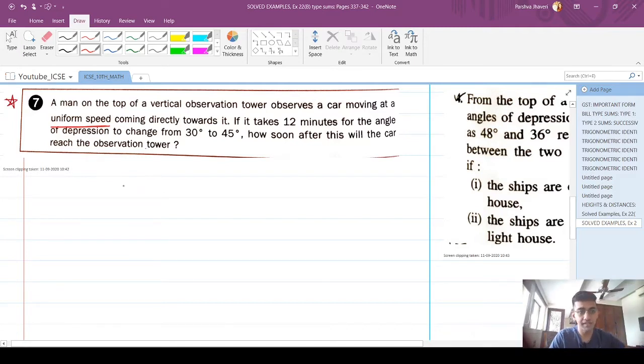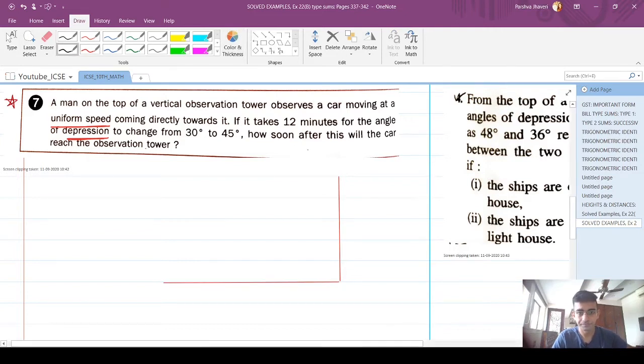Let's read the question. A man on top of a tower observes a car moving at uniform speed coming directly towards it. If it takes 12 minutes for the angle of depression, notice there's an angle of depression, to change from 30 to 45 degrees, how soon after this will the car reach the observation tower? First, we'll draw the tower. The tower is in red. Then I will draw my ground over here.